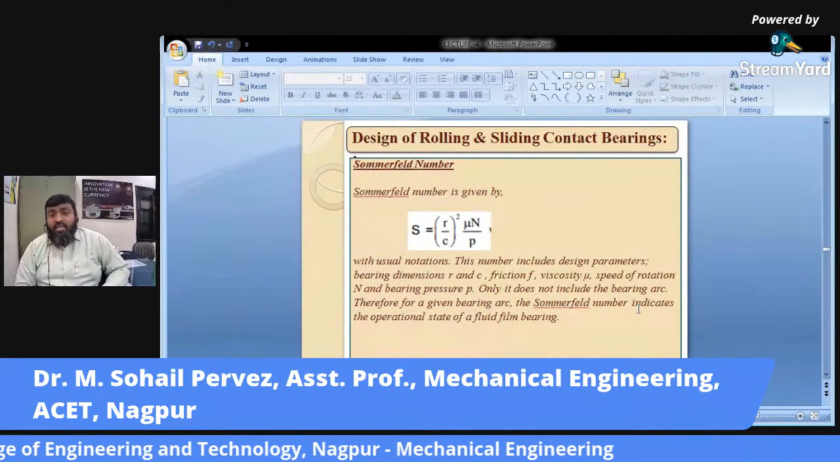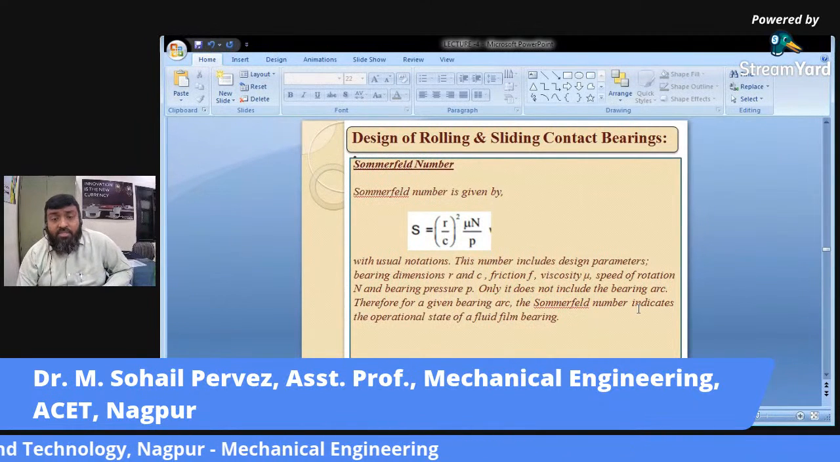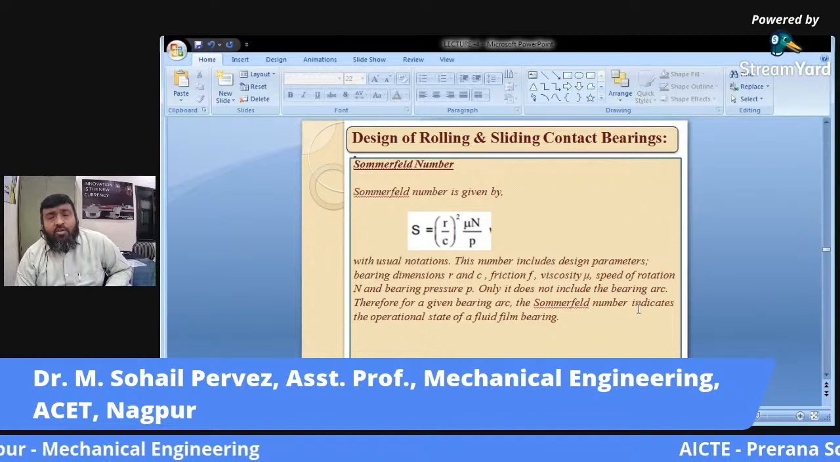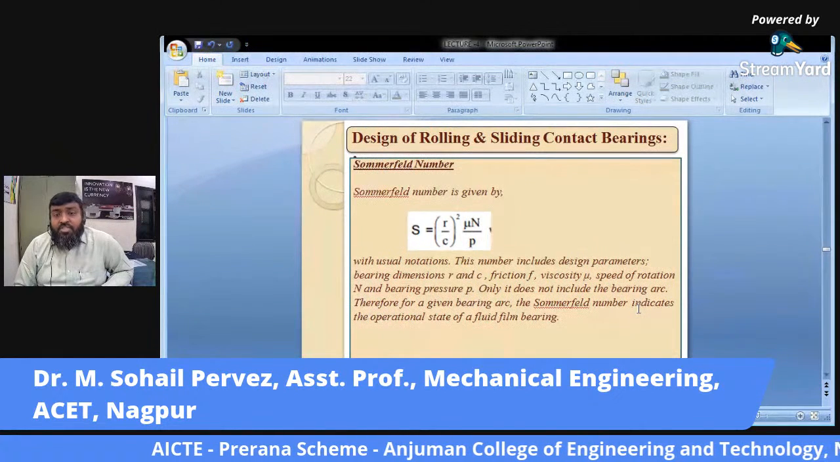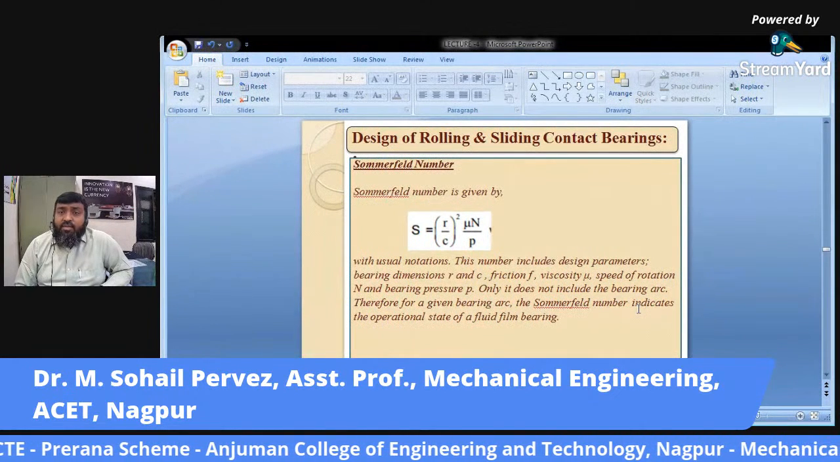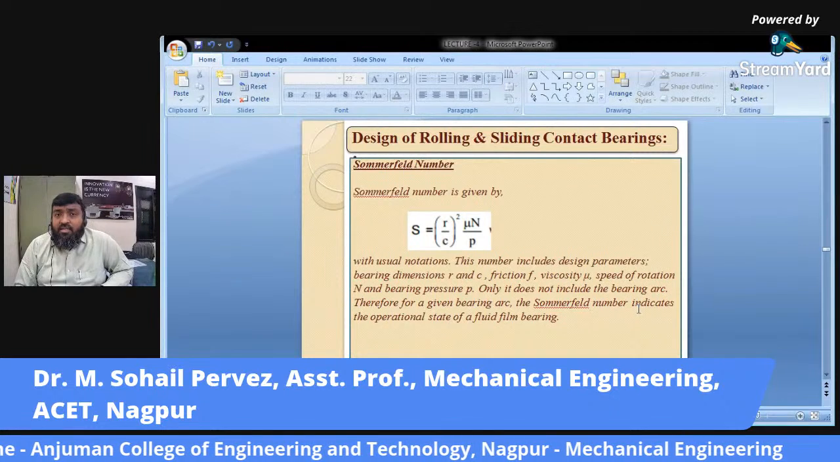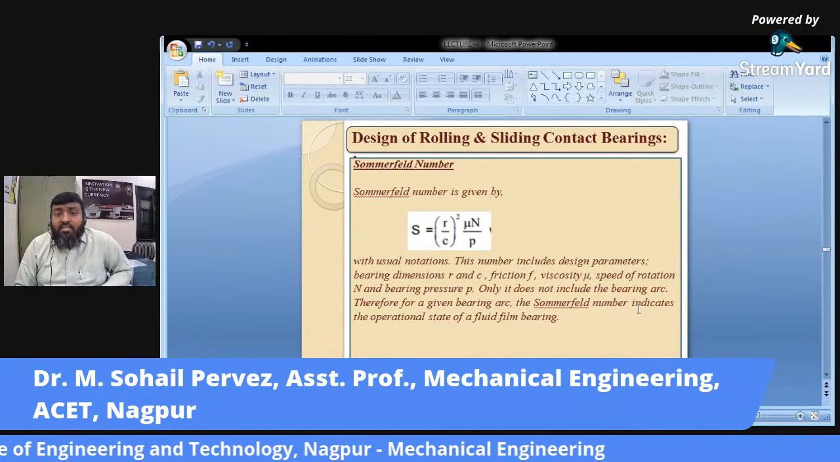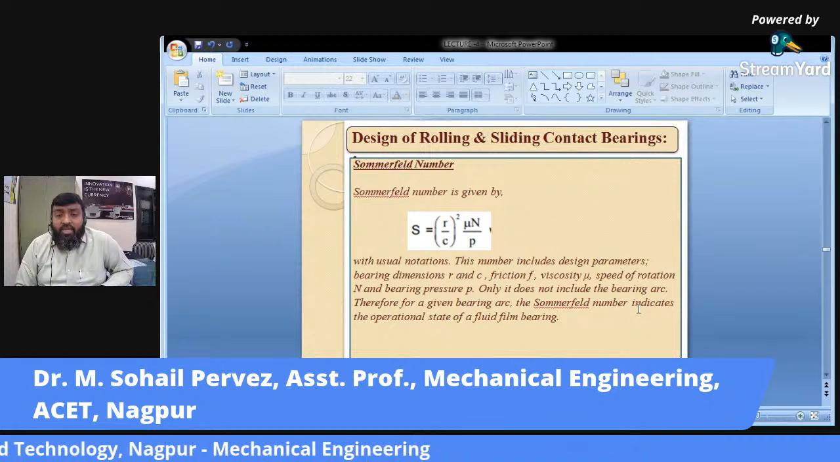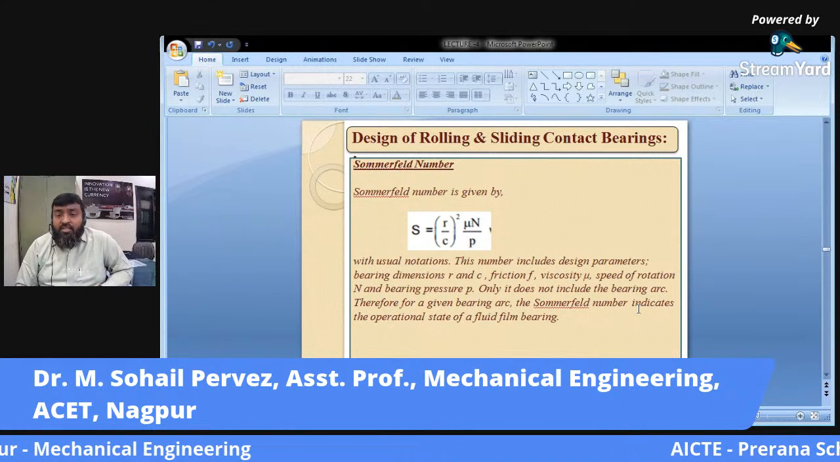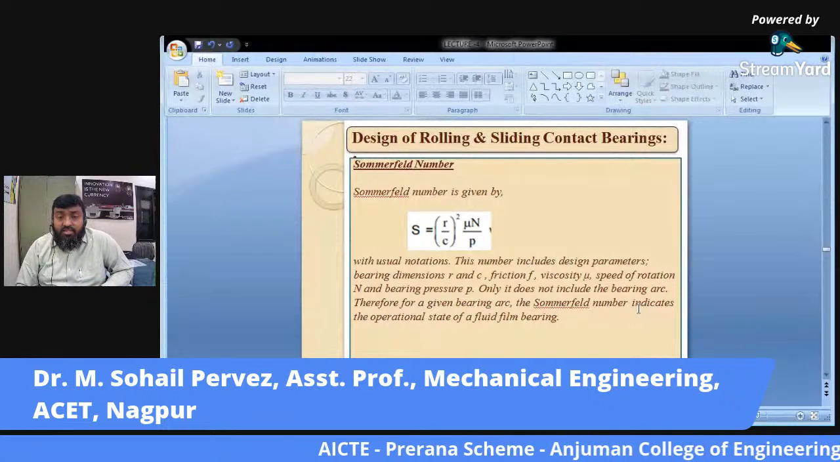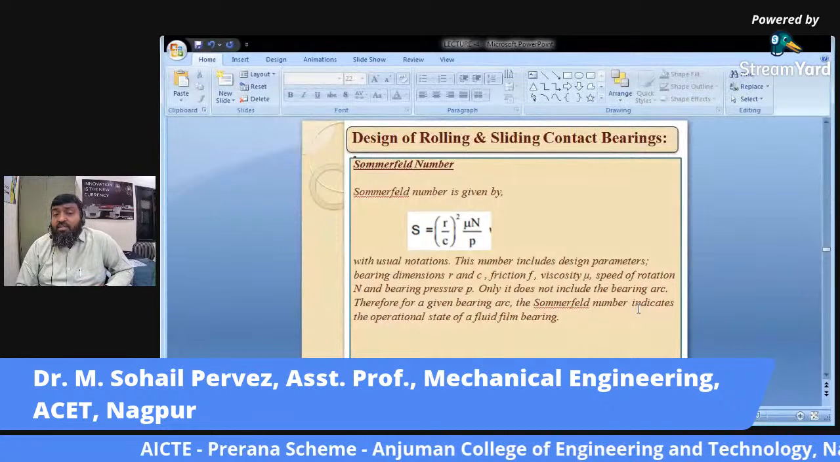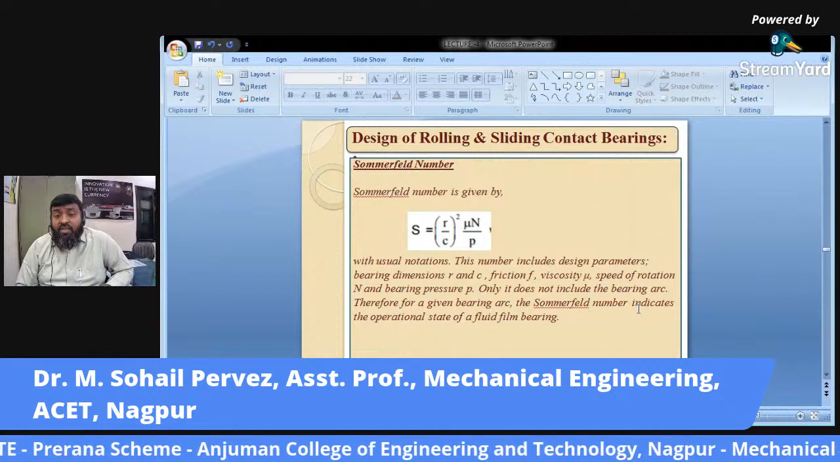Again, the second aspect, Sommerfeld number. In the design of journal bearing, we have to consider various parameters, of which without Sommerfeld number, you cannot design a sliding contact bearing or the journal bearing. It is so important that it includes all the maximum design parameters. The radius of the shaft, that is again very, very important.